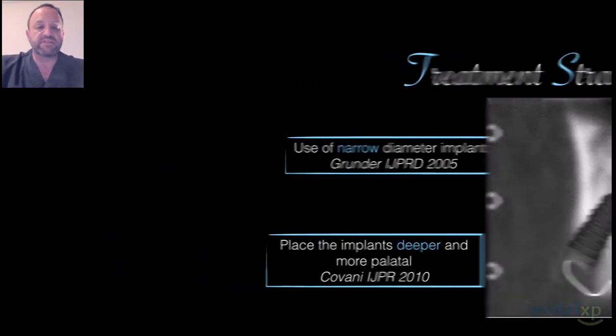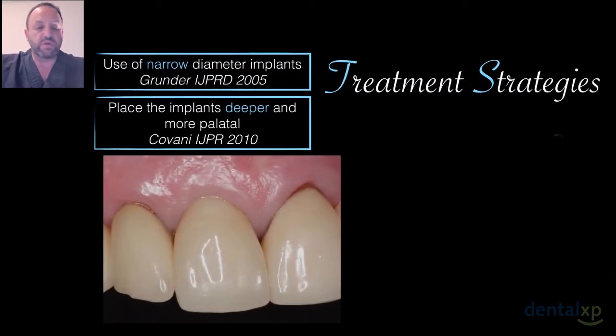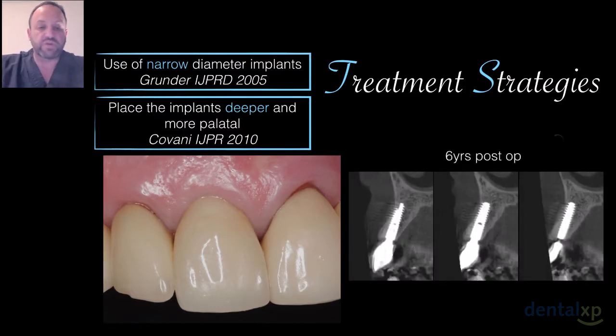And if we look at a case of mine, which has been going for a hell of a long time, this is a case that's been going now for almost 8 years, and you can see the upper right central, this is a 6-year post-op. If we look at the cone beam, you can see outstanding buccal bone, and if we look at the inclination of the implant, you can see deep and palatal and narrow. This is a 3.5 Ankylos implant, which is placed very deep and very palatal, and as a result of that, the buccal is covered with bone. So this is the one treatment strategy.